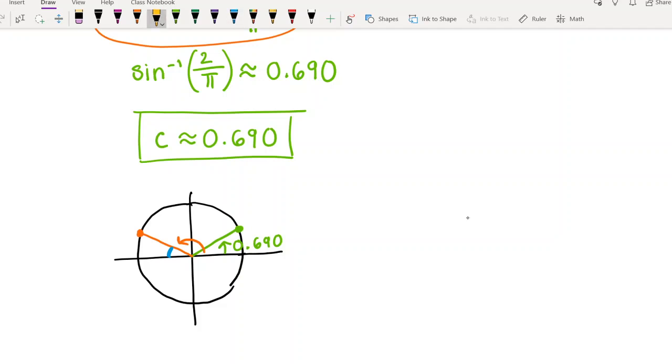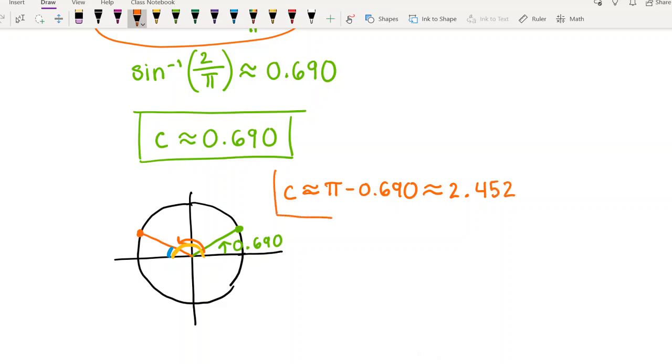And so if you were to measure this entire thing, that would be pi. If you do the yellow minus the blue, you should get the orange. So the other possibility we have is that C is approximately equal to pi minus 0.690. Let me just do that real quick because I didn't do that earlier. So pi minus 0.690 would be approximately 2.452.